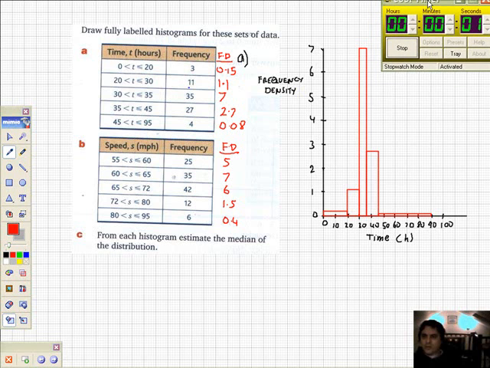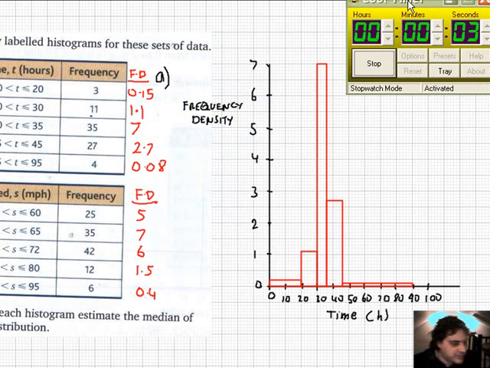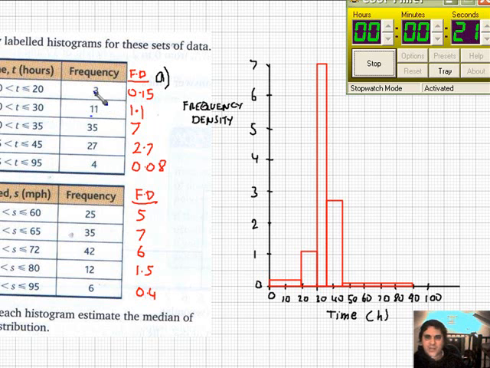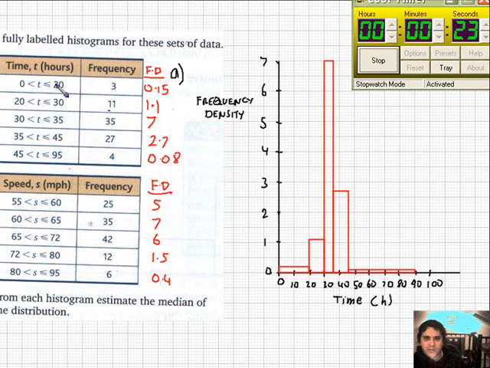Okay, starting the clock. What I've done with question 3 is to save time by calculating the frequency densities in each part, A and B, and plotting both the histograms. And well, obviously you know how to do a histogram now. It's really part C I want to focus on. But just to reiterate, how do we work out a frequency density? We take the frequency divided by the width of 20.